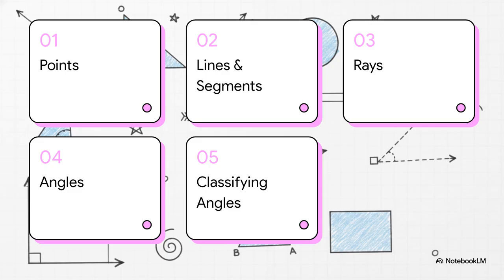Okay, here's our game plan for today. First up, points. Then we'll connect those with lines and line segments. After that, we'll look at rays. Fourth, angles, where we measure the turn. And finally, classifying those angles by degrees.